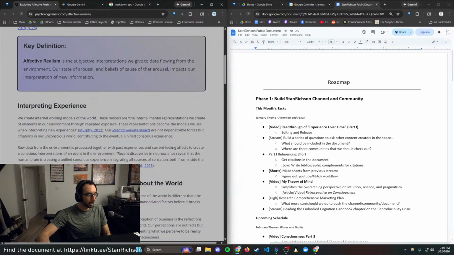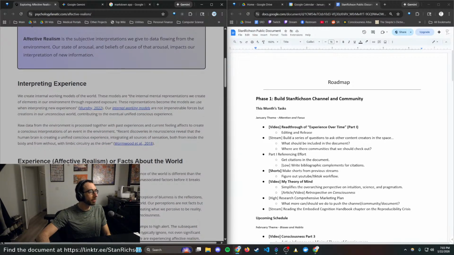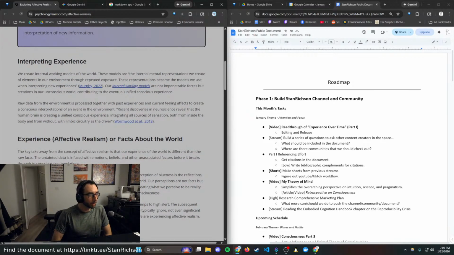Okay. Raw data from the environment is processed together with past experiences and current feeling, affects to create a conscious interpretation of an event in the environment. Recent discoveries in neuroscience reveal that the human brain is creating a unified conscious experience, integrating all sources of sensation, both from inside the body and from without, with limbic circuitry as the driver.